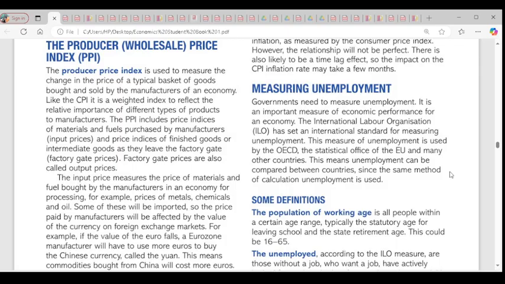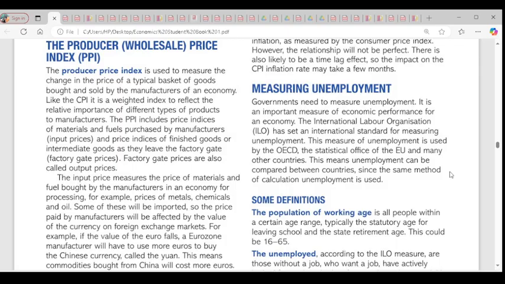For manufacturers, as soon as goods are produced, they move through the distribution channel to either the wholesaler or the retailer. So both retailers and wholesalers are part of our PPI. You get what I'm saying here? The producer price index is used to measure the change in the price of a typical basket of goods bought and sold by the manufacturers of an economy.